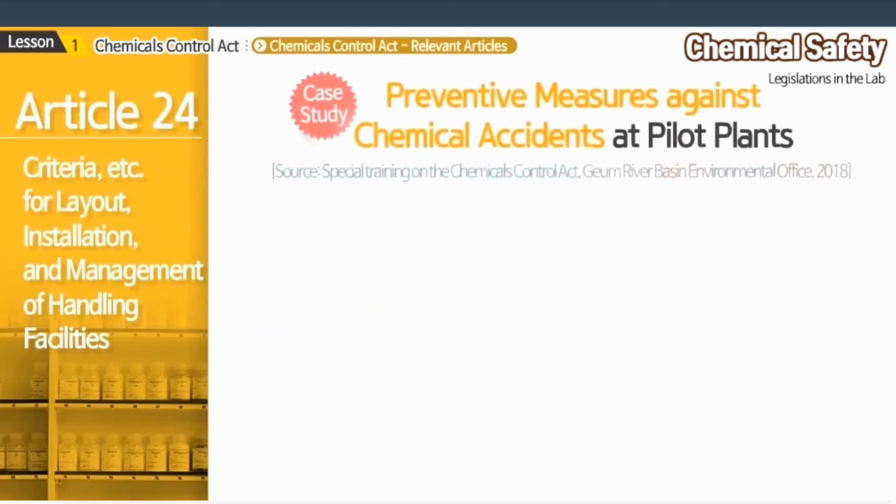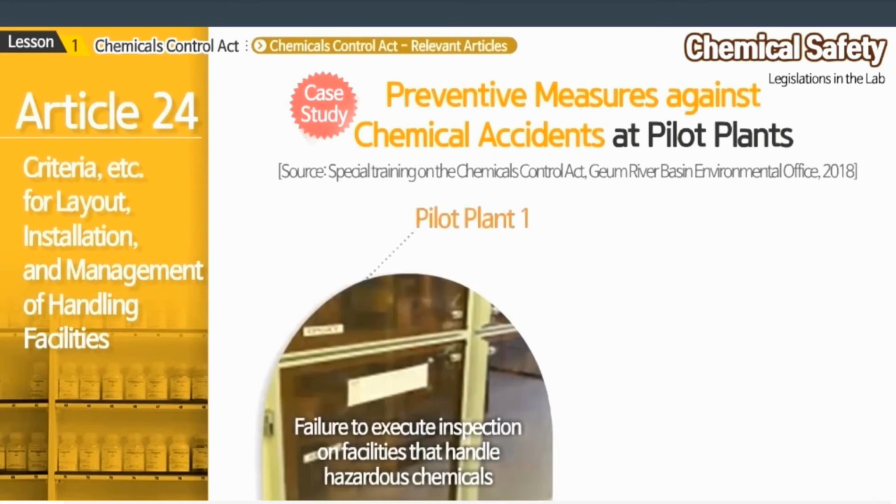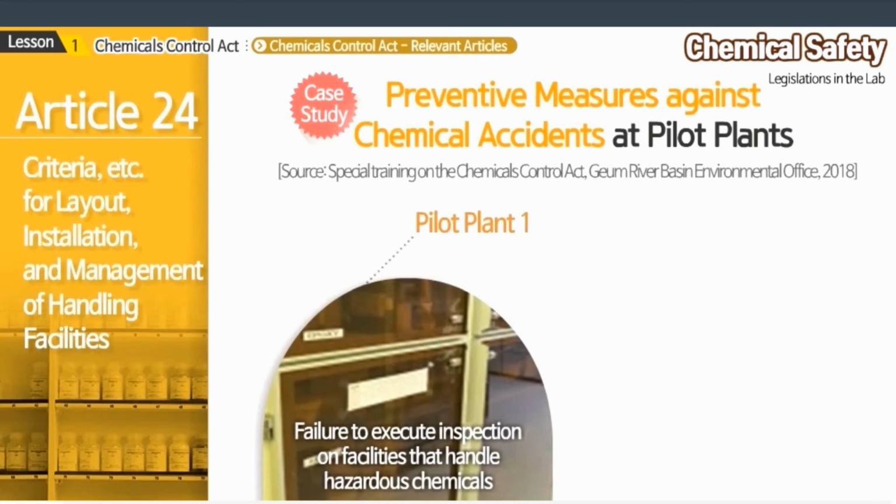Now, let's move on to some case studies involving pilot plants that require preventative measures against chemical accidents. Large pilot plants that handle hazardous chemicals must be managed in the same way that other operational production facilities are managed. However, given that most pilot plants are built inside labs, supervision tends to be lax, and inspections that are normally carried out in facilities that handle chemicals are often not carried out at all.